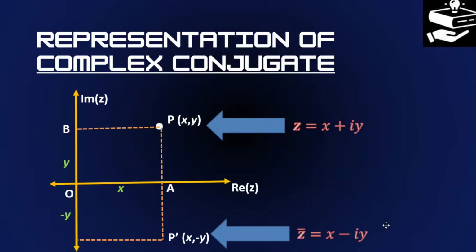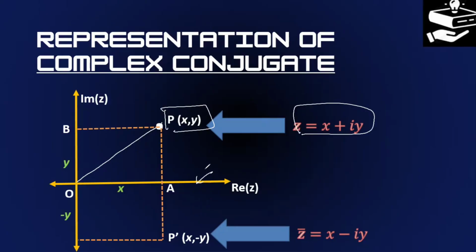The next concept is the representation of the complex conjugate. In complex numbers, we have learned that this gives you the mod z, and this point P denotes z equal to x plus iy, right? Now, if I want to find the reflection of this point P on the x-axis, or real z, the reflected image will be created at the point P dash, whose coordinates will be x, minus y.